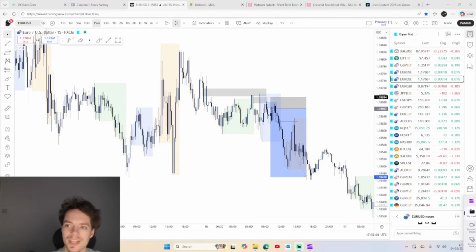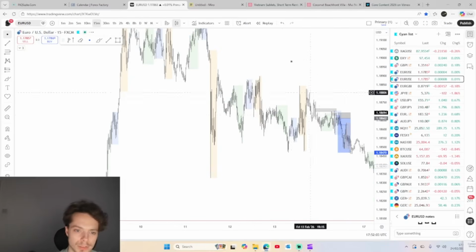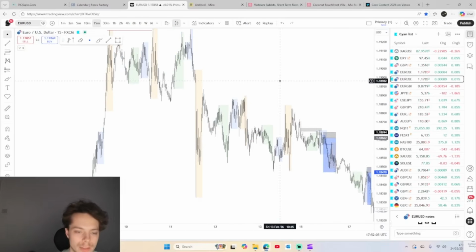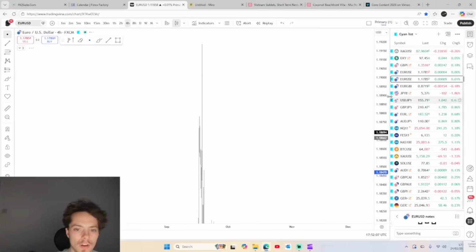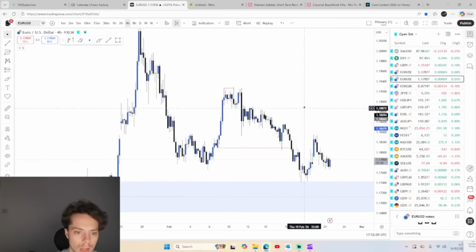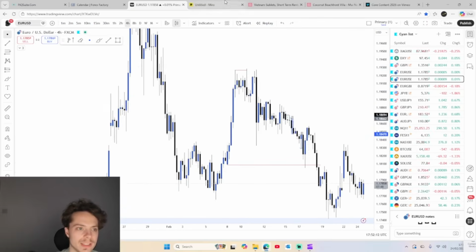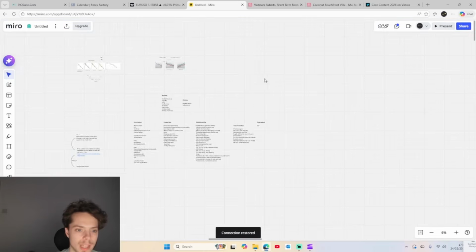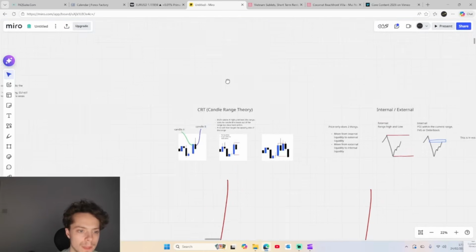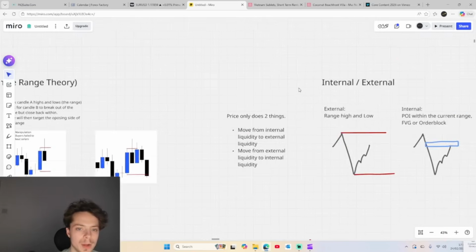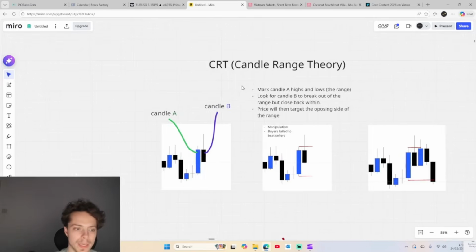Step number one is having a clear higher time frame bias, meaning the direction you want price to trade into. If you really can't find your higher time frame bias to save your life, there are two very easy steps you can apply. These steps are right here. Number one is CRT, and number two is internal external. I'm going to give you a brief overview.